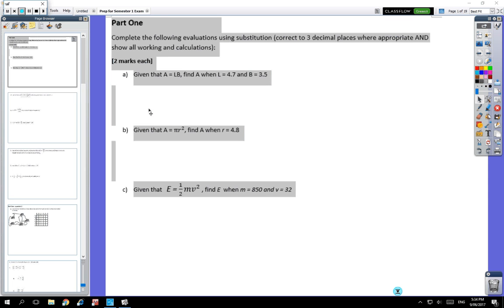Okay, so we're looking at the revision sheet that's been put up on Moodle, and we'll go through all the steps, and hopefully you'll get something out of it. It might go for a fair while because there's a lot of questions, so let's get started. The idea will be that you'll have a look at the questions, and then when I say pause, you'll pause and then have a go yourself.